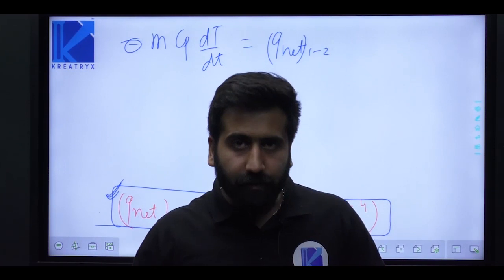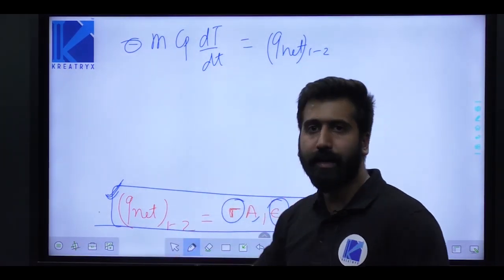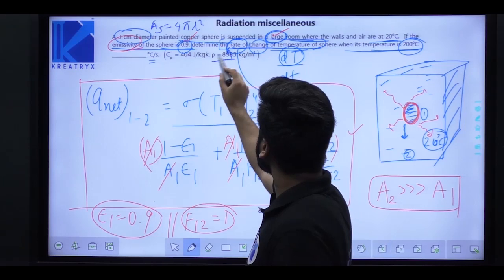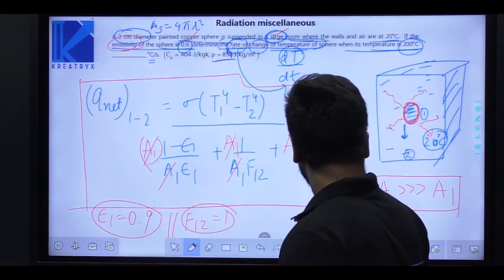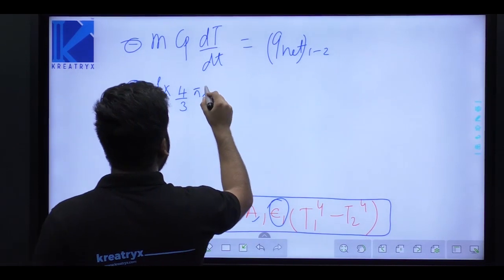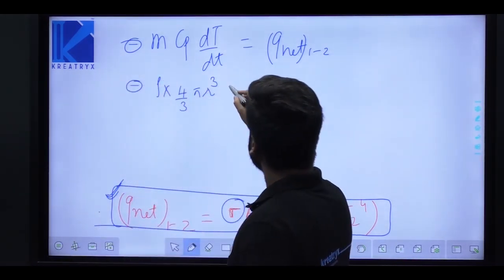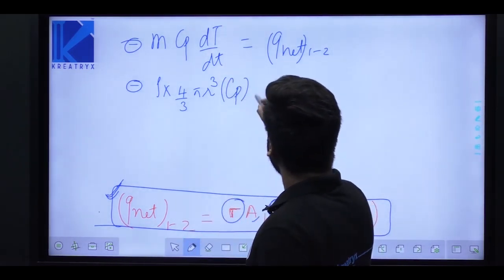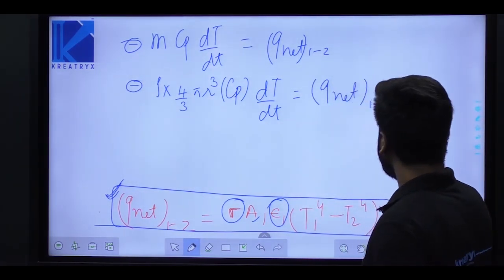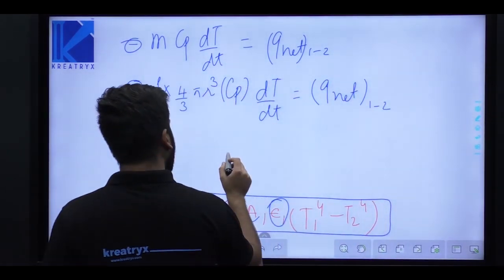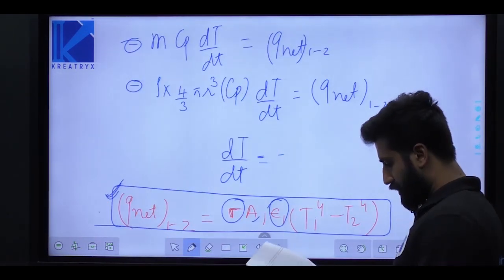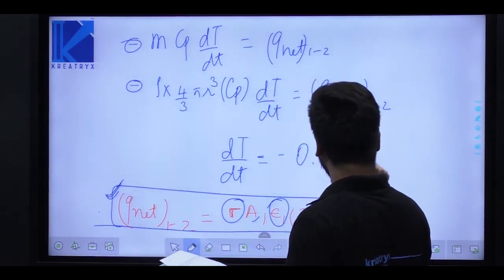So the rate of heat lost by the sphere is equal to the rate of net radiation exchange between the two bodies. What is m? The mass of the sphere is not given, but we have been given the density and the diameter. So m is rho into volume, which is 4 by 3 pi r cube. R will be 1.5 centimeters, put it in meters. Cp is given, put it in joule per kilogram Kelvin. And dT by dt you have to find, and you must know the value of Q net. When you solve it, you will get dT by dt equal to minus 0.121 degrees Celsius per second.